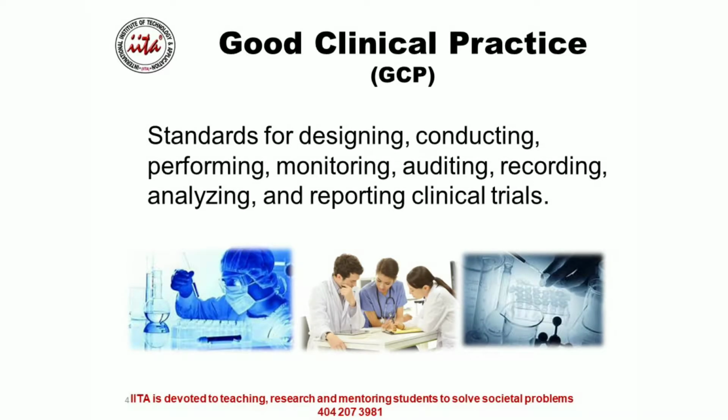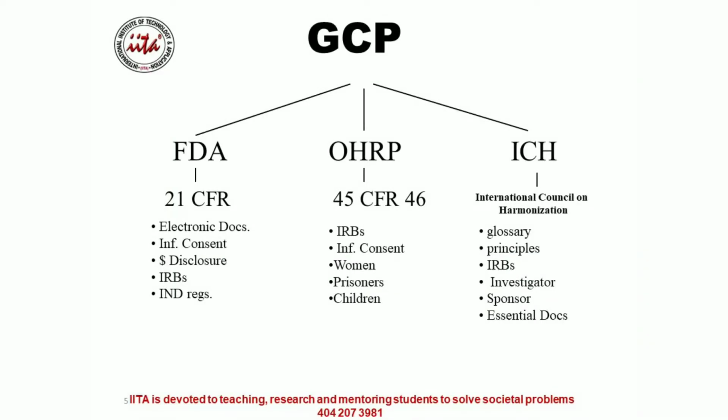Good clinical practice, also known as GCP. These are standards for designing, conducting, performing, monitoring, auditing, recording, analyzing, and reporting clinical trials. GCP consists of the following regulatory bodies. We have the FDA, also known as the Food and Drug Administration, the OHRP, known as the Office for Human Research Protections, and the ICH, known as the International Council for Harmonization.